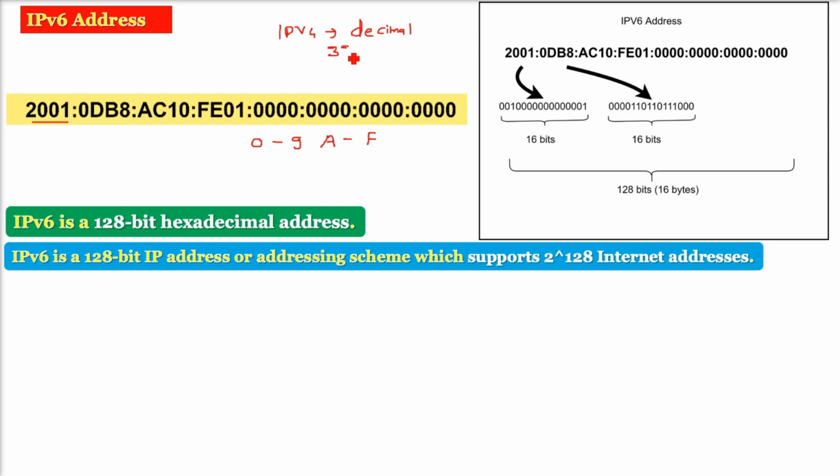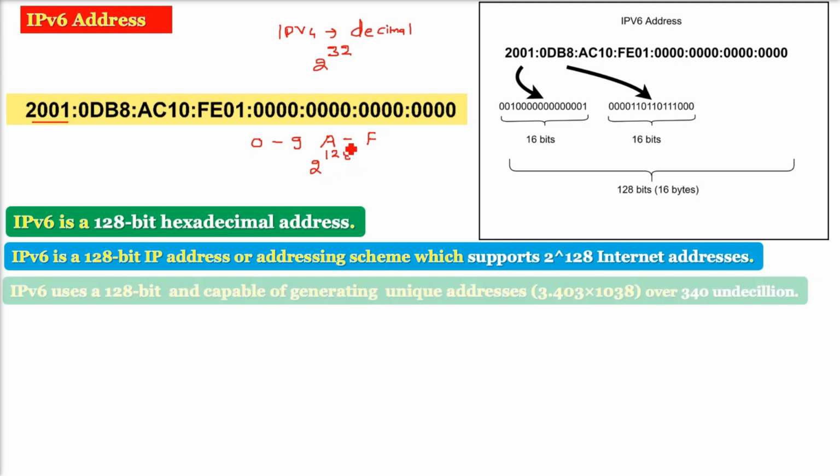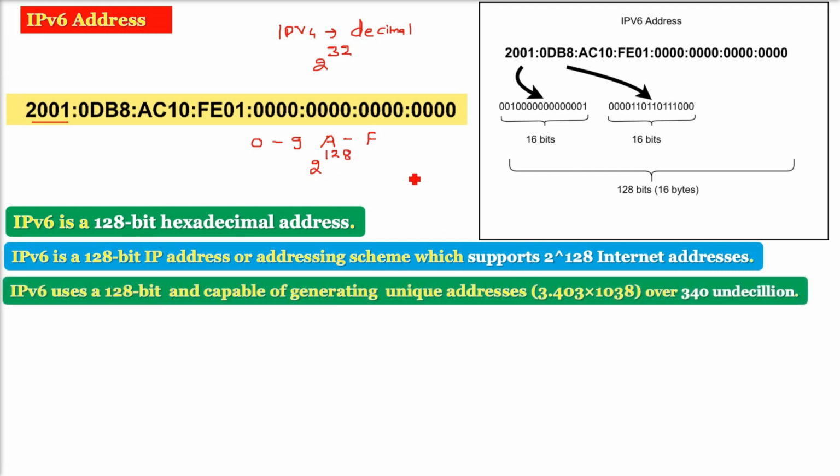IPv6 is a 128-bit IP address. Previously IPv4 was a 32-bit addressing scheme. So 2 to the power 32 you can address. Here you can give the address individually to all the systems in the world. 128, 2 to the power 128, and that number is huge. Now a new terminology was invented, 340 undecillion. So 3.403 into 10 to the power 38.